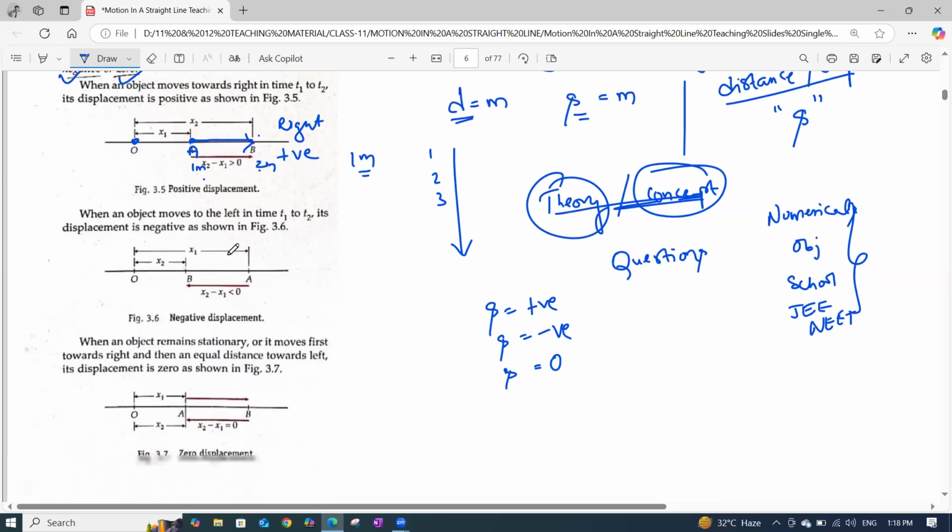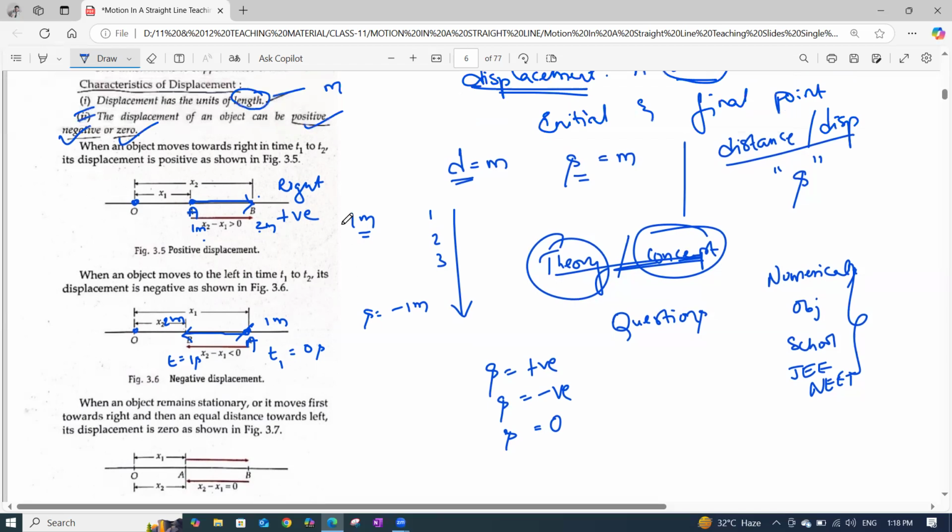Next, when an object moves to the left from time T1 to T2, its displacement is negative. For example, this is the reference point. Consider the body is at A at time T1, which is equal to 0 seconds, and the body moves from A to B like this, and time becomes 1 second. In 1 second, the displacement may be 1 meter, maybe 2 meter. You can tell displacement is equal to minus 1 meter. Now displacement has become negative.